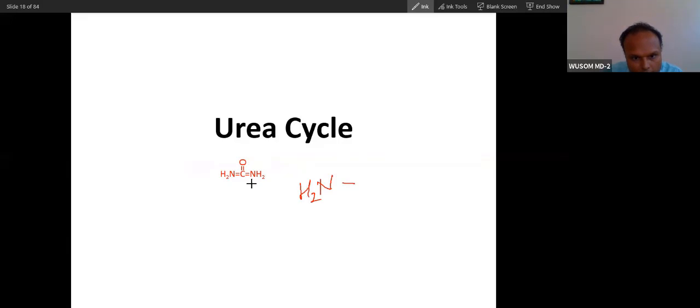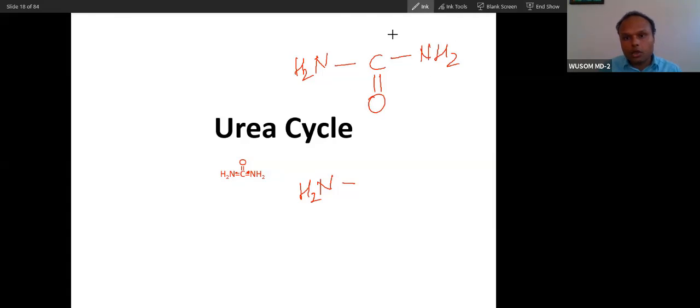Though you can see a double bond here, this is not a double bond. This is a single bond. So this is a mistake. NH2, and then a CO group in the middle, and NH2. Remember the structure of this urea. Remember the structure of this urea very carefully.